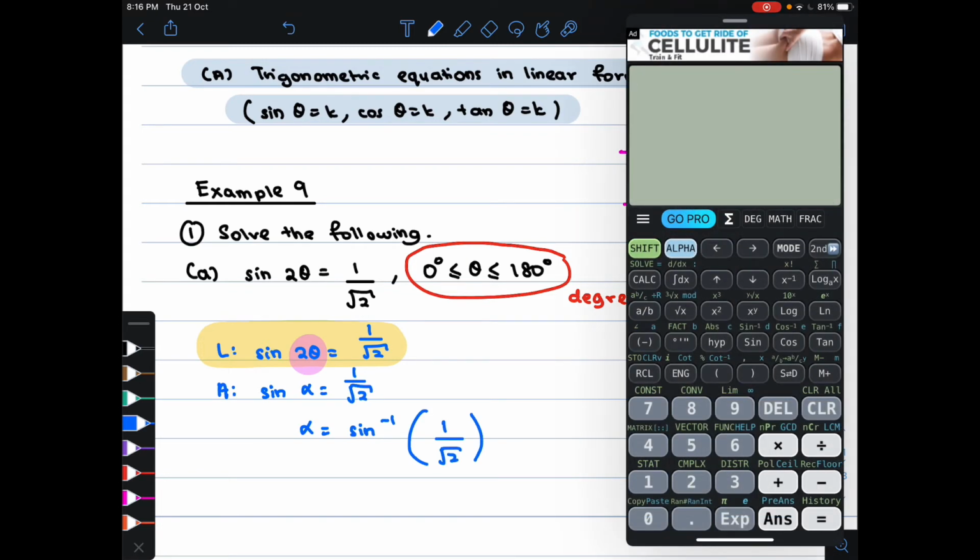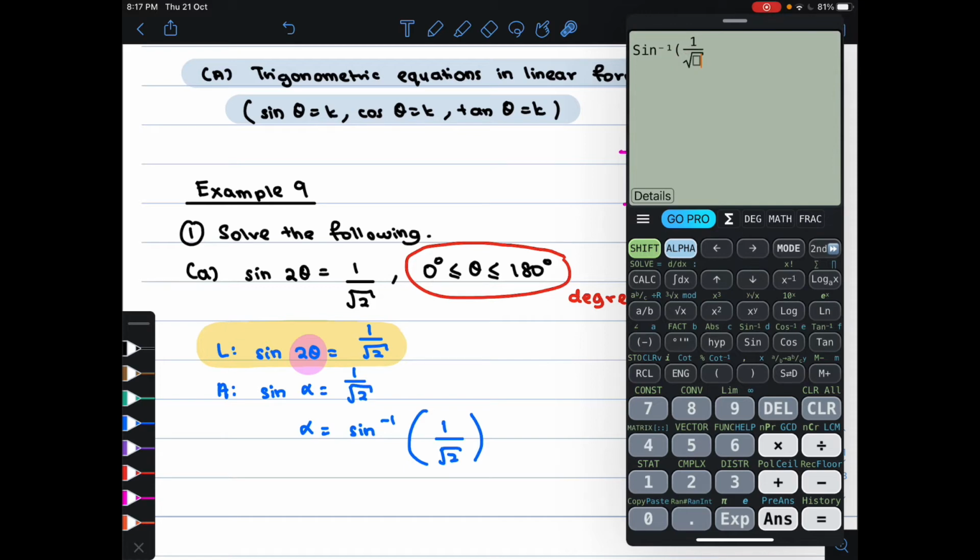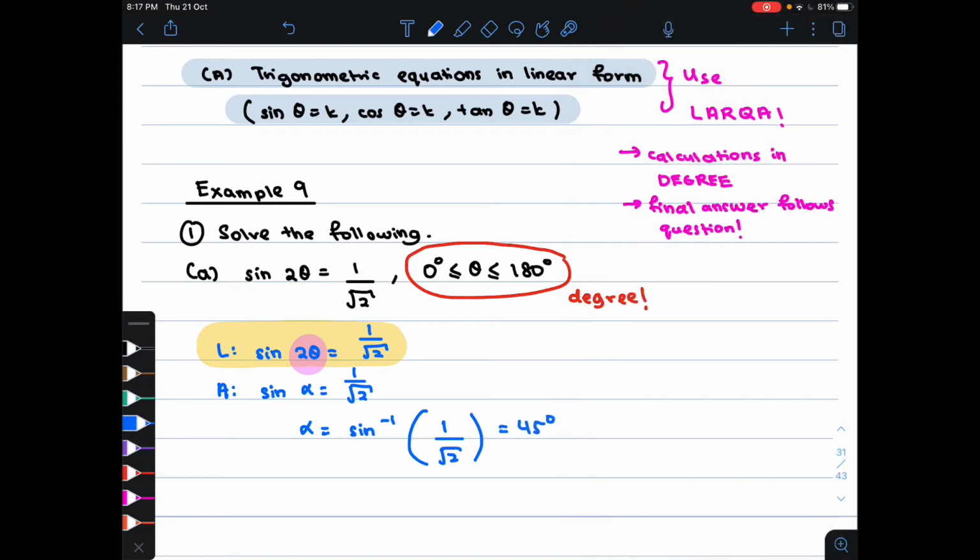So make sure your calculator is in degree. Just press shift and then sine. That will give you sine inverse. And then we need to put 1 over square root of 2. And the answer is 45. So this means that alpha equal to sine inverse 1 over square root 2 is 45 degree.